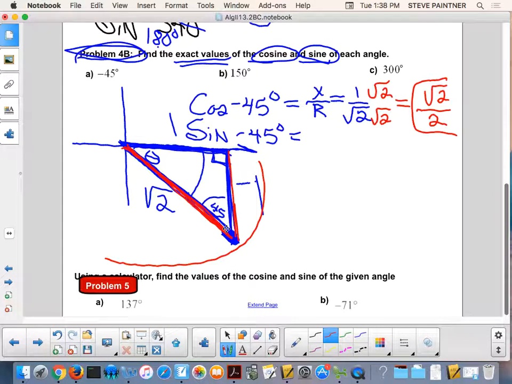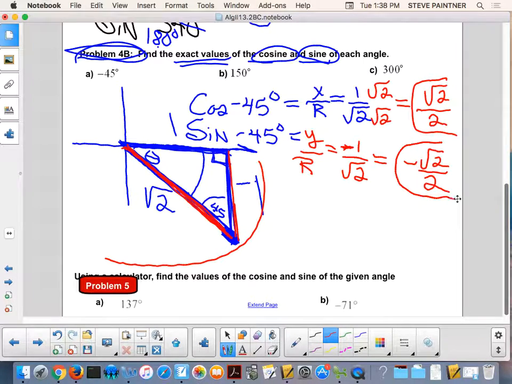Opposite over hypotenuse, or y over r. Okay, so what's that? It'll be negative 1 over square root of 2, which ends up being that answer anyways, doesn't it? Okay, so there you go. Got it. These are exact answers. Your exact answers go with those triangles, okay?